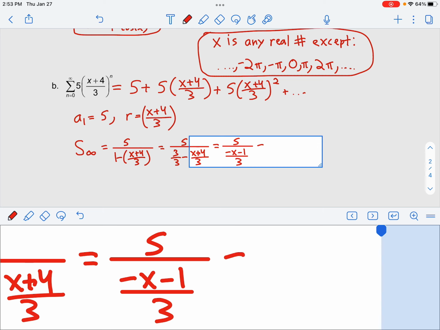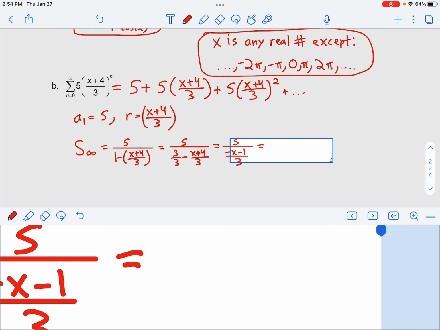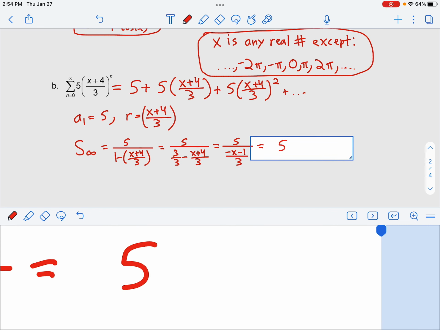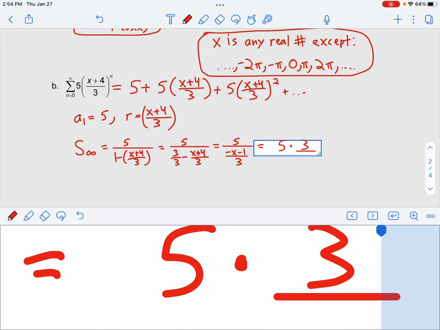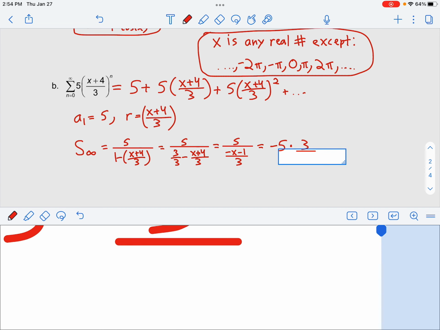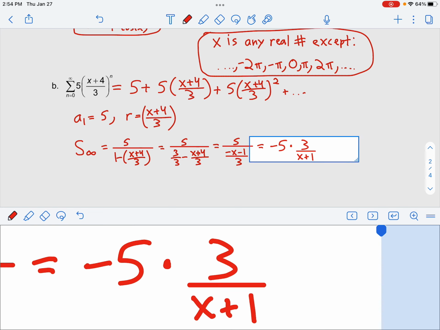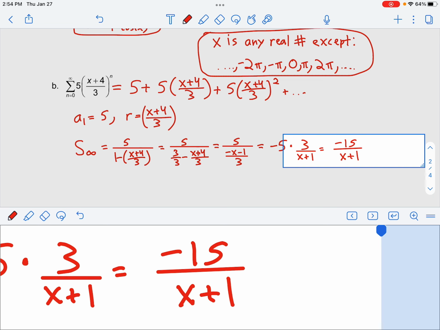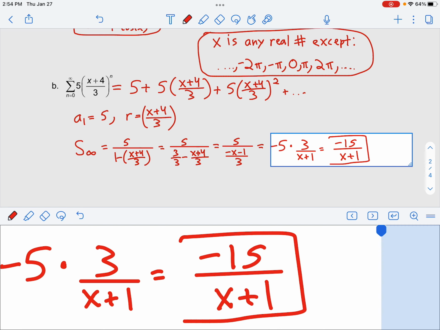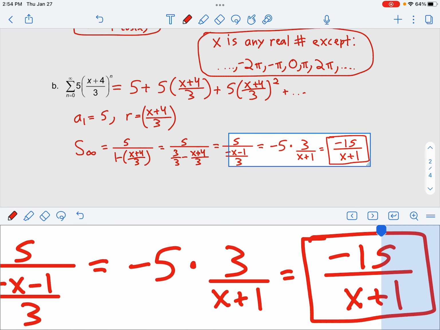I'm going to do two things here. One, I don't like that 3 in the denominator of my denominator, so let me rewrite this as 5 times 3 over, and now I'm also going to cheat a little bit here. I don't like negative x minus 1, so I'm going to factor out a negative from it. I can put it in front of the whole product and rewrite my denominator as x plus 1. This is going to give me negative 15 all over x plus 1, and that is going to be the sum for this series.